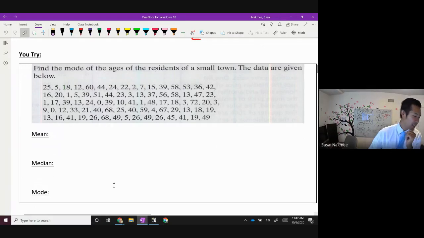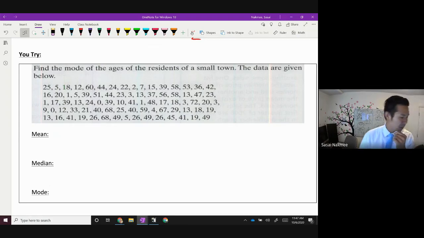Mean is pretty easy. You add them all up and divide by how many there are, but what you need to do is count how many there are. And then the median, you need them in order. So I'll leave that to you. And then the last part is the mode. Can you guys go ahead and do that real quick? Figure out what's the mean, what's the median, and what's the mode for this one.